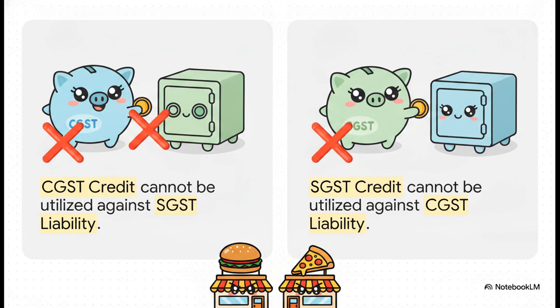This is the absolute golden rule of GST set-offs. Central tax credits, meaning input CGST, can never ever be used to pay off state tax liabilities, like output SGST, and vice versa. The center and the state keep their core revenues fiercely separate. Think of it like trying to use a discount coupon from one coffee shop at a completely rival coffee shop across the street. It simply won't work.